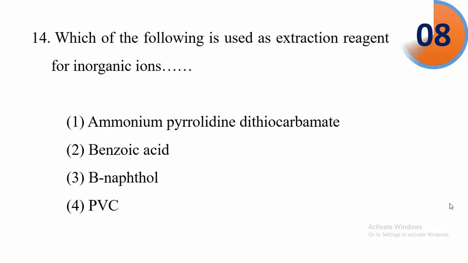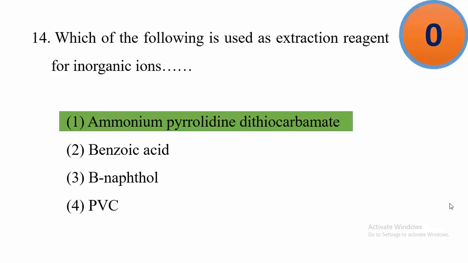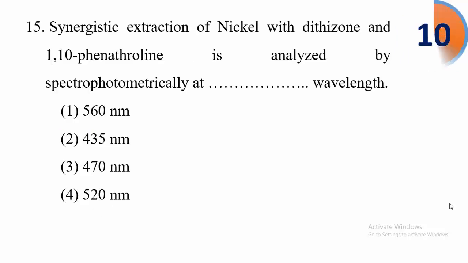The next question is: which of the following is used as an extraction reagent for inorganic ions? Ammonium pyrrolidine dithiocarbamate, benzoic acid, butynaphthol, PVC, that is polyvinyl chloride. The correct option is ammonium pyrrolidine dithiocarbamate, which can be used as an extraction reagent. Benzoic acid and butynaphthol are organic reagents.